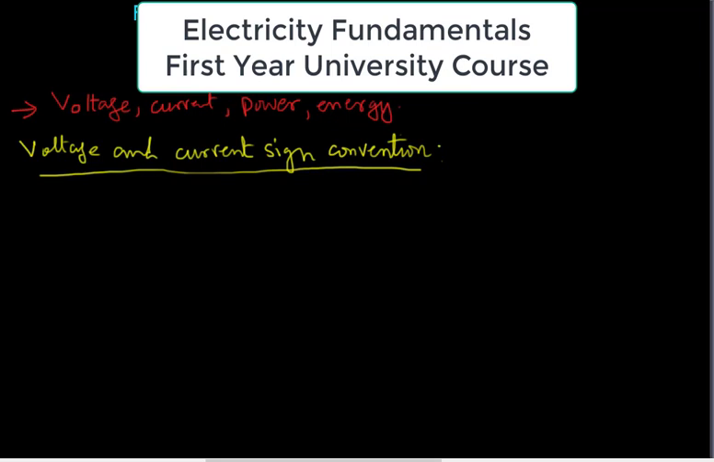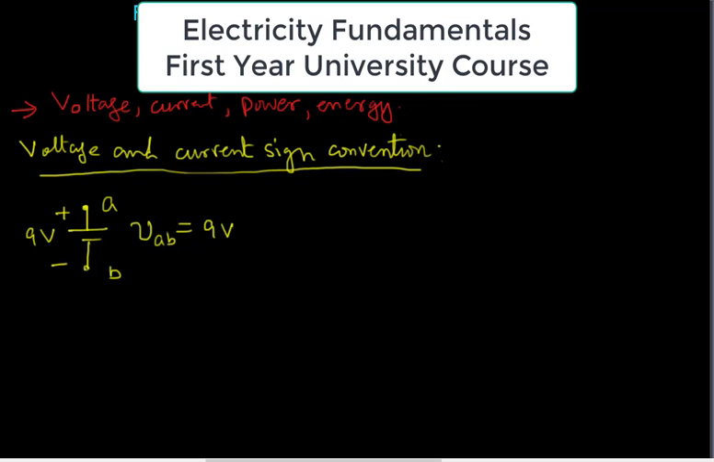Let me show you that. So for example, if you have a battery like this, and this is the positive terminal of the battery, this is the negative terminal of the battery. Let me call the positive terminal A, the negative terminal B. Then we can say that VAB is equal to whatever the voltage of the battery is. For example, this is a 9-volt battery, so we can say that VAB is 9 volts.